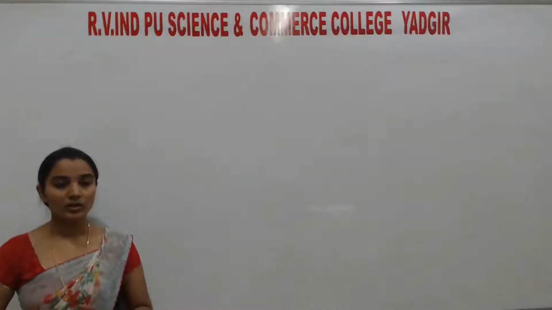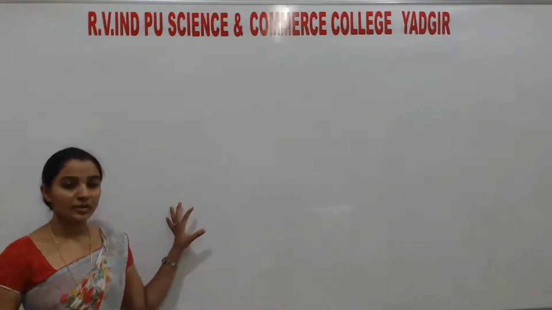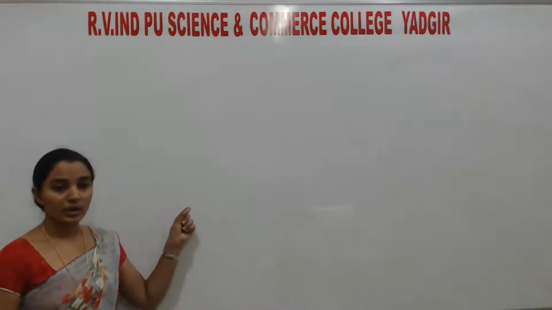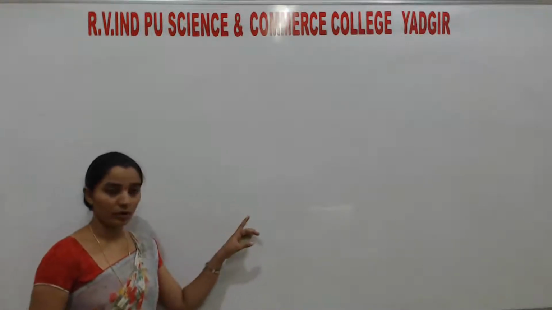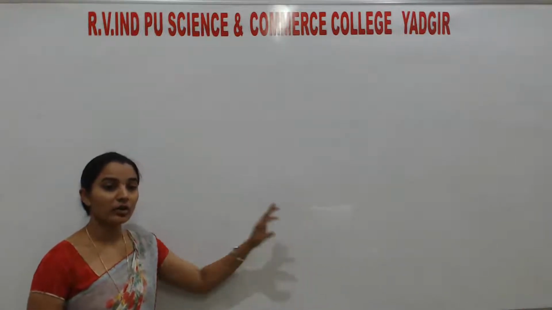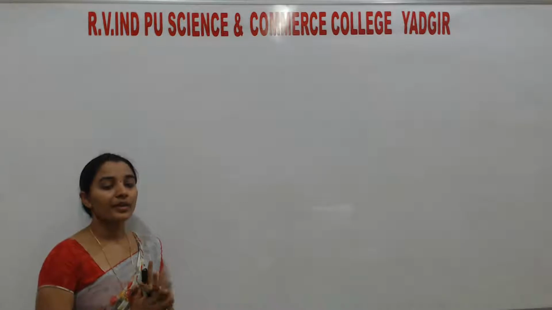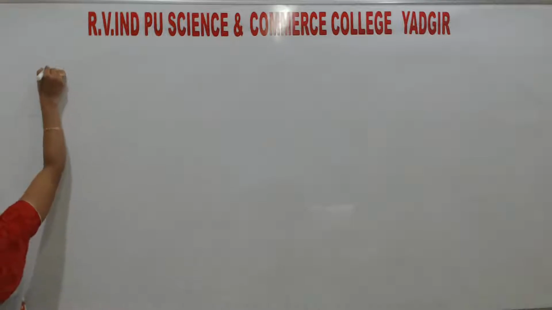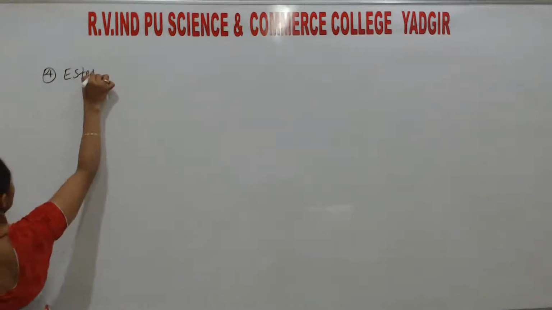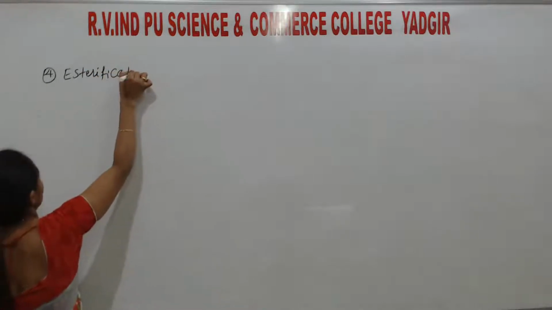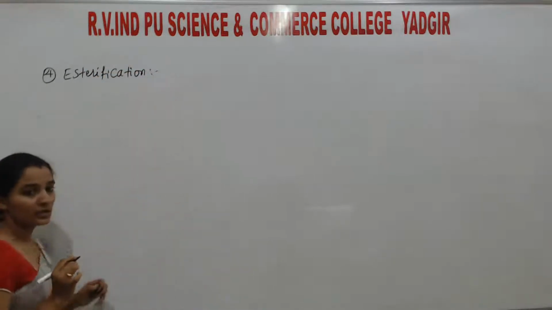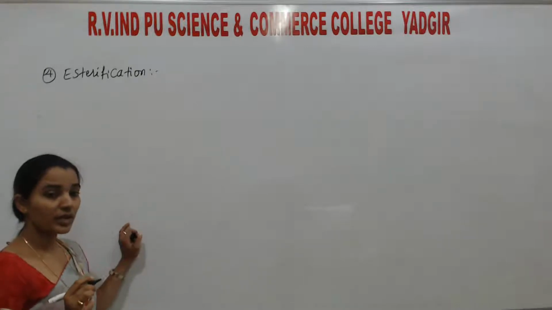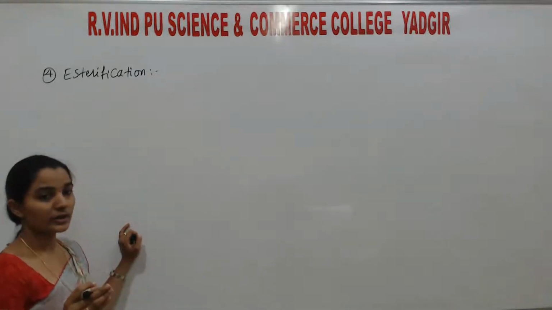Good morning, students. In the last class we discussed some reactions of alcohols: the mechanism of hydration of ethene to ethanol and dehydration of ethanol to ethene, both acid catalyzed, and the reduction of aldehydes and ketones to form alcohols. Today we are continuing with the same. The next reaction, the fourth one, is esterification, which we already studied in the earlier ketones chapters.